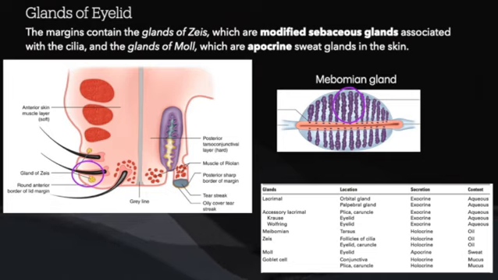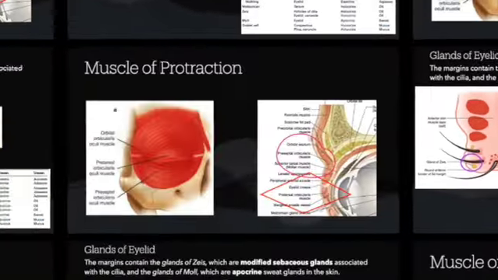Next, we have accessory lacrimal glands, that are Krause and Wolfring. These are also located in the eyelid, and these have exocrine secretion, and the content of the secretion is aqueous. We also have eccrine sweat glands that are distributed throughout the eyelid skin and are not confined to the lid margin, in contrast to the glands of Moll.